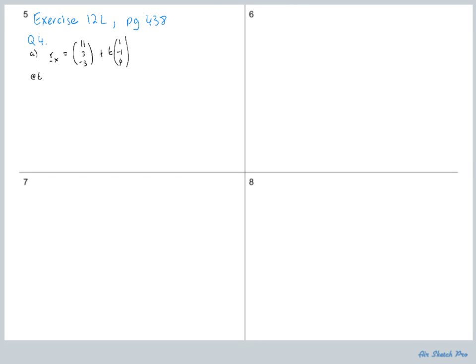So at t equals 0, what do we have? Well, we have the r vector for the x helicopter is equal to, well, if t is equal to 0, then this whole vector becomes a 0, 0, 0 vector, in other words, the zero vector. And so we're adding 0 to each of the components of the position vector here. So we end up really just getting (11, 3, -3).